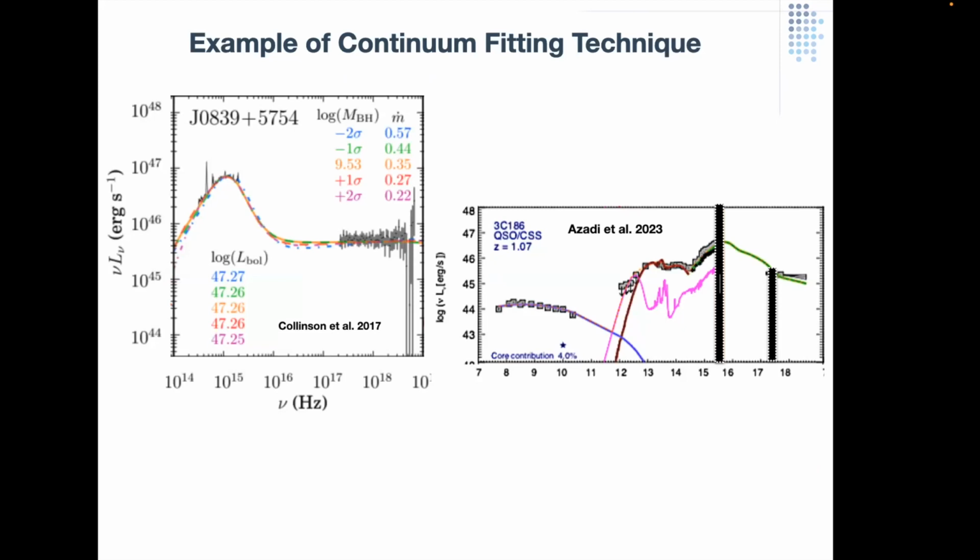Here, I'm going to show two examples. One is from Collinson et al. 2017, showing how a combination of optical UV and X-ray data can robustly constrain the peak of the accretion disk. That one is on the left side. And on the right side, you can see a multi-wavelength SED.